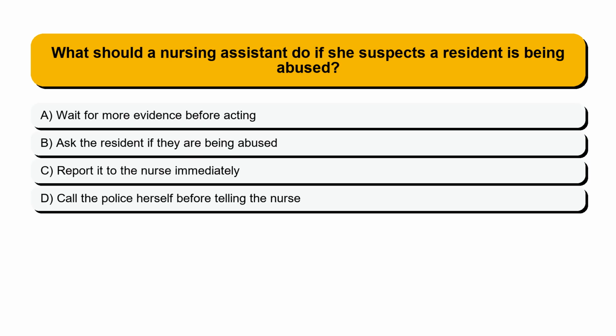Question 84. What should a nursing assistant do if she suspects a resident is being abused? Option A, wait for more evidence before acting. Option B, ask the resident if they are being abused. Option C, report it to the nurse immediately. Option D, call the police herself before telling the nurse.